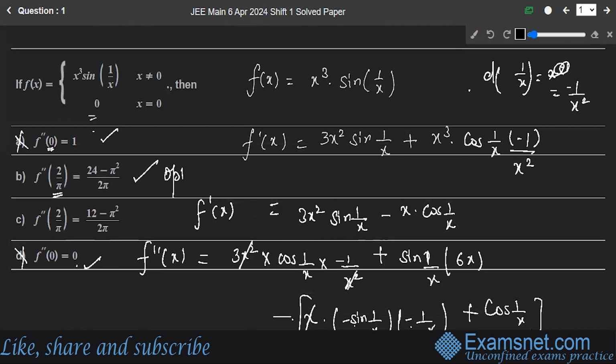Here it is, option B. So A was wrong, D was wrong, even C is also wrong. Option B is the right answer to the question. Hope you got that. Let's move to the next question then.